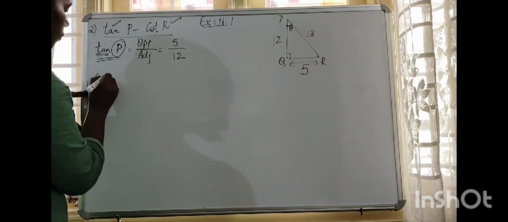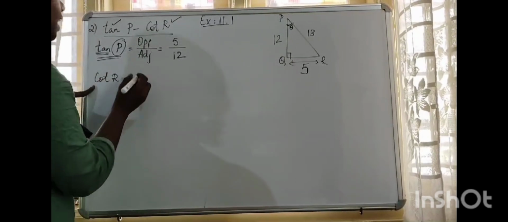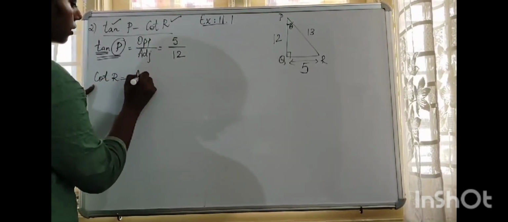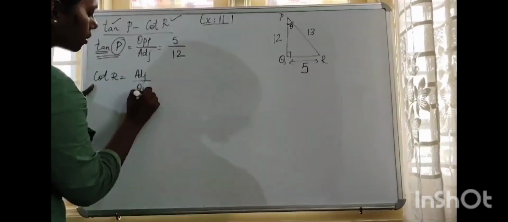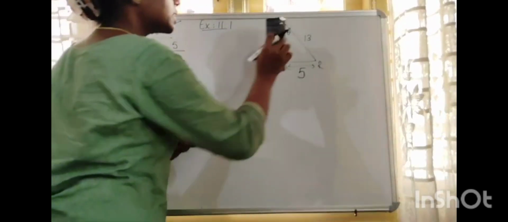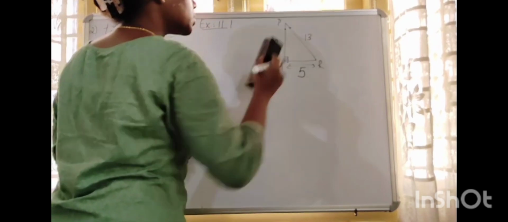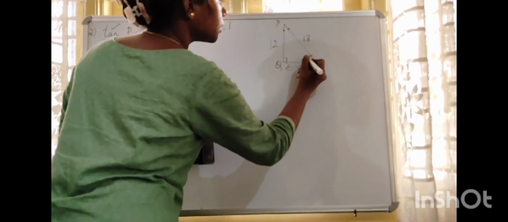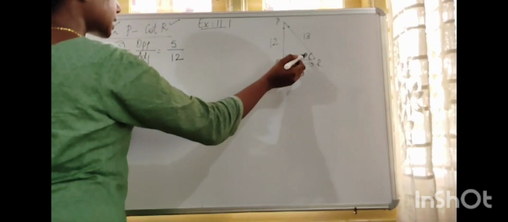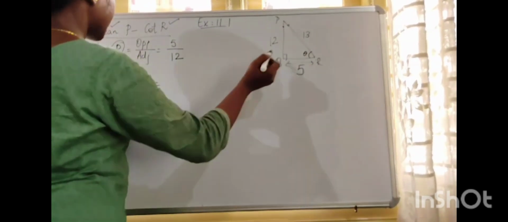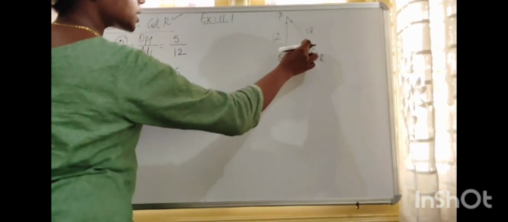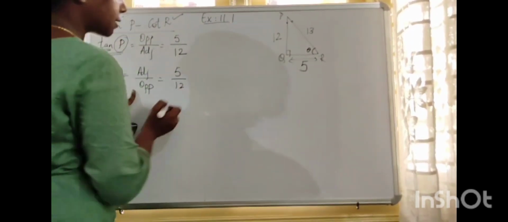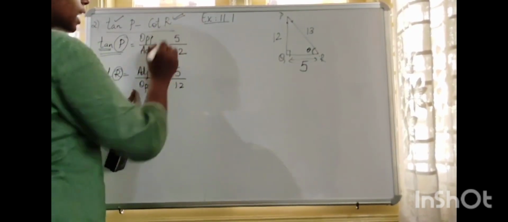Next, we are supposed to find out cot R. Cot R ratio is reciprocal of tan. So adjacent by opposite. They say it is R. So now our theta place will change. It will be here. Now for this theta, where it is angled at angle R, adjacent is 5, opposite is PQ, that is 12. Now we found out tan P and cot R value.